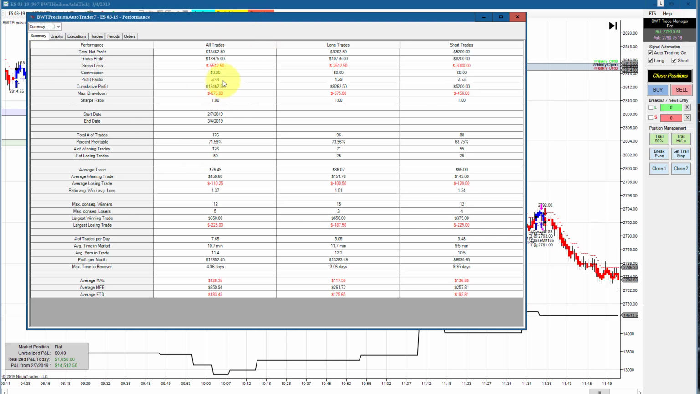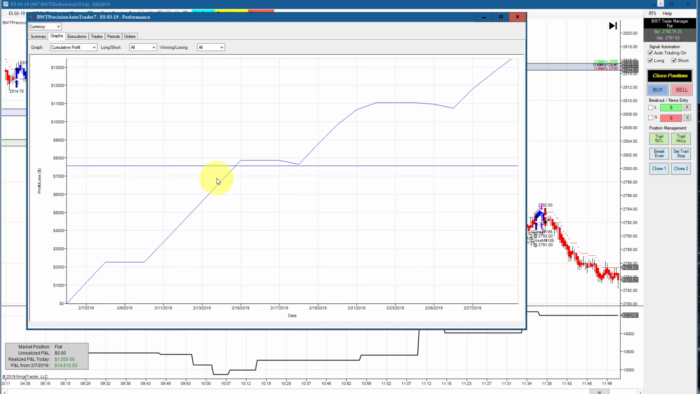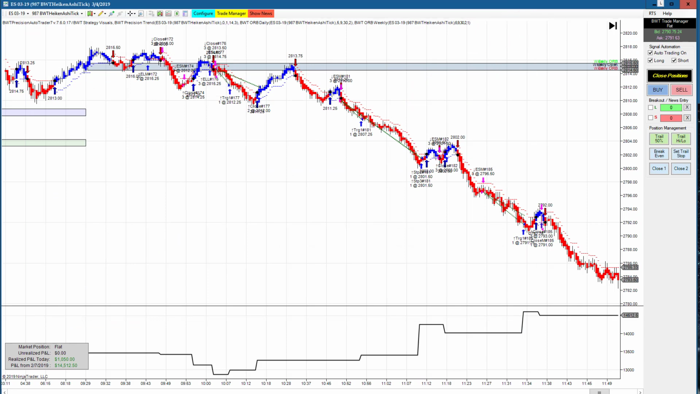We got a 3.4 profit factor, a super low maximum drawdown, and this is based on 176 trades. It's a pretty good sample. 71% profitable. Average trade $76. Remember, these are all limit orders, so looking really good here. Here's the equity graph, and so there you have it.